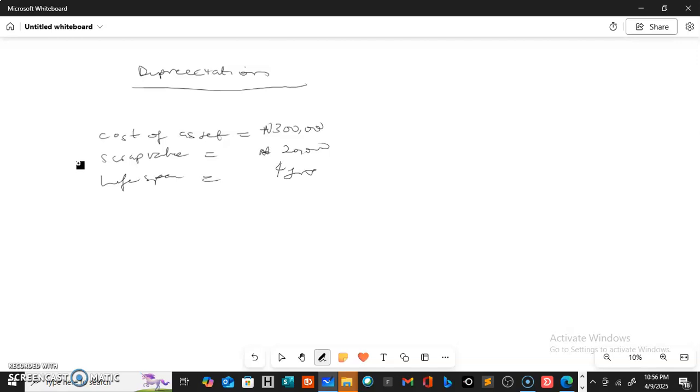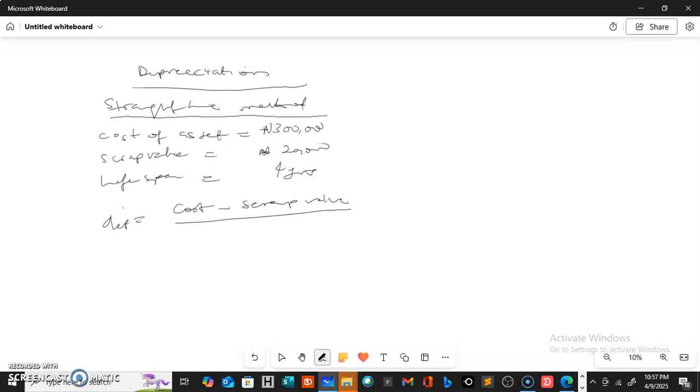Let us work on this and find a way to determine the depreciation value as well as the depreciation rate. To calculate depreciation, we're going to adopt the straight line method, which is a method that enables us to allocate the same depreciation value over the useful lifespan of that asset. So we have depreciation equals cost minus the scrap or salvage value of the asset, all over the useful lifespan of the asset.